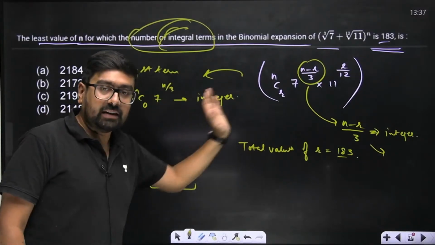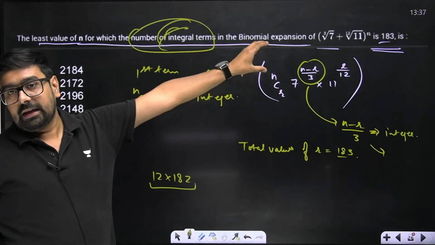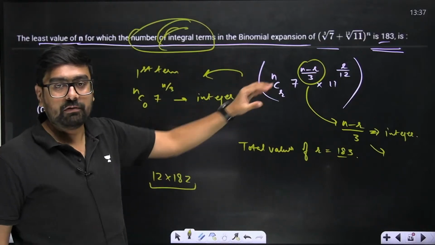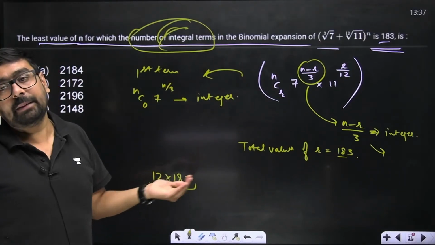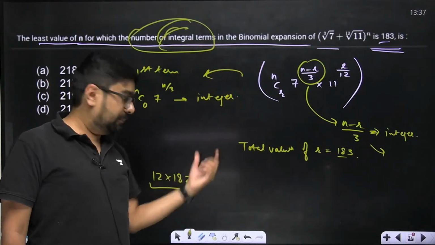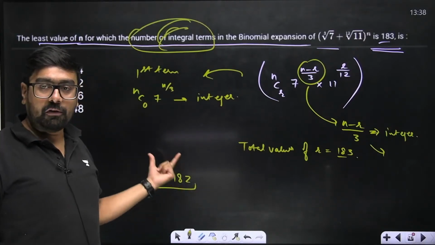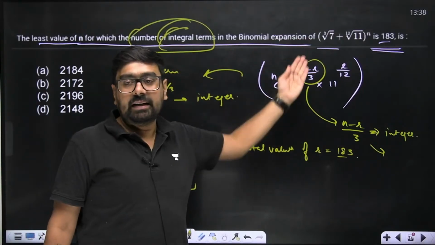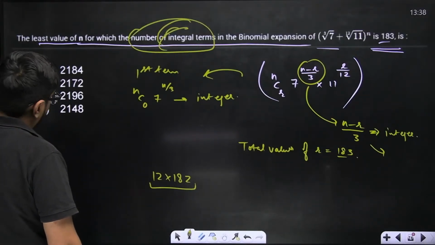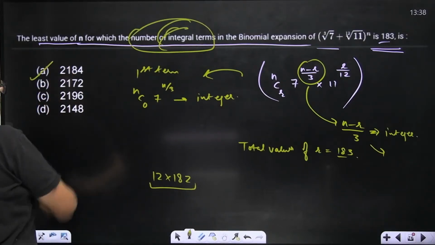After this, all the 182 multiples of 12 will give you the integer terms, and that will be the minimum value of n, the least value of n. After that, more can be there, but at minimum this should be there. At least 182 multiples of 12 should be there for 183 integral terms in this particular expansion. So 12 multiplied with 182, how much? 2184, I think. Check once again.